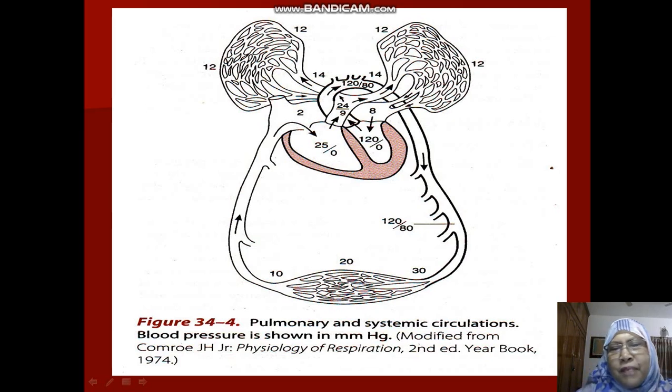In the meantime you know about blood pressure, and there are different types of blood pressure. Systolic and diastolic are the important blood pressures. During systole, the maximum pressure during ventricular systole, actually left ventricular systole, the average is 120 millimeter of mercury. And during diastole, the minimum pressure during ventricular diastole, that is left ventricular diastole.